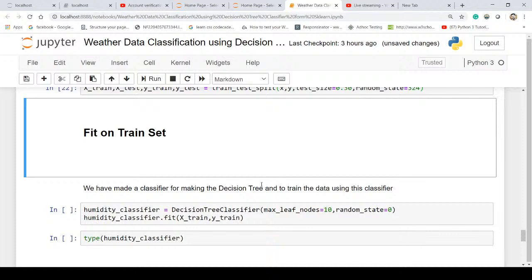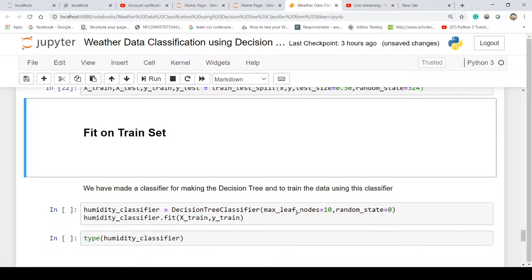Now we have to fit our train set, because whenever we are trying to fit our data, we have to perform it on the train data set. So we have made a classifier for making a decision tree and to train the data using the classifier. Humidity classifier equal to decision tree classifier, max leaf node equal to 10.